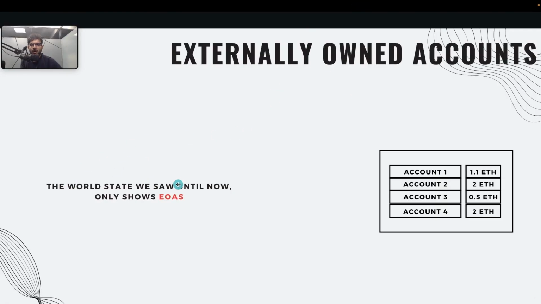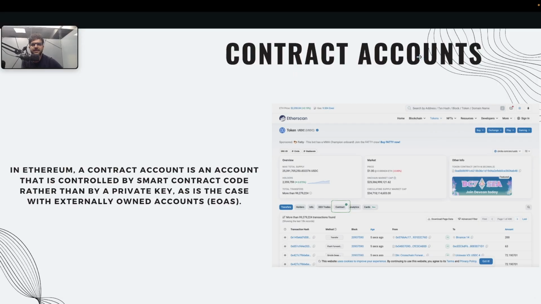The world state we saw until now only shows the externally owned accounts, only shows EOAs. I have sort of hidden the other type of accounts for now. Let's look at what are the other kinds of accounts. Contract accounts. The name is pretty self-explanatory.